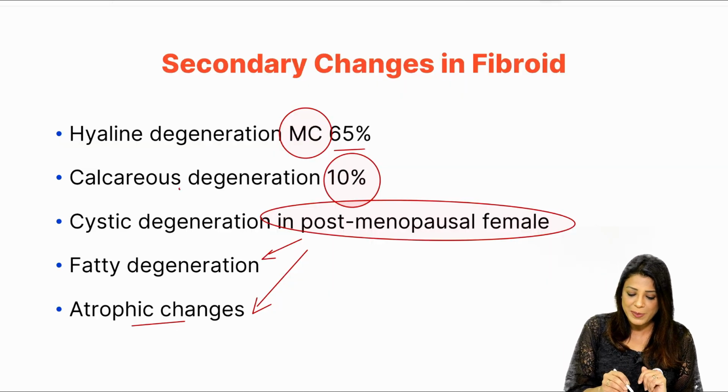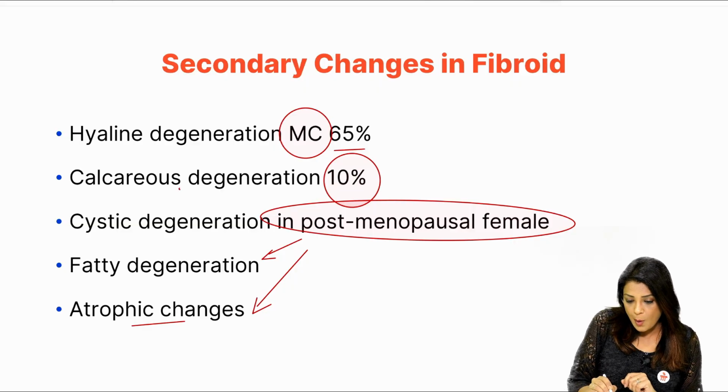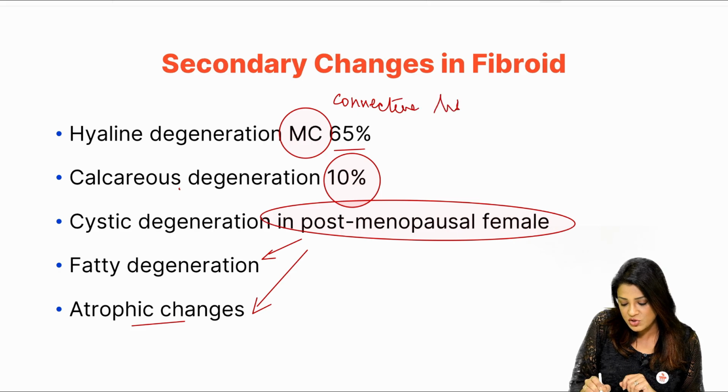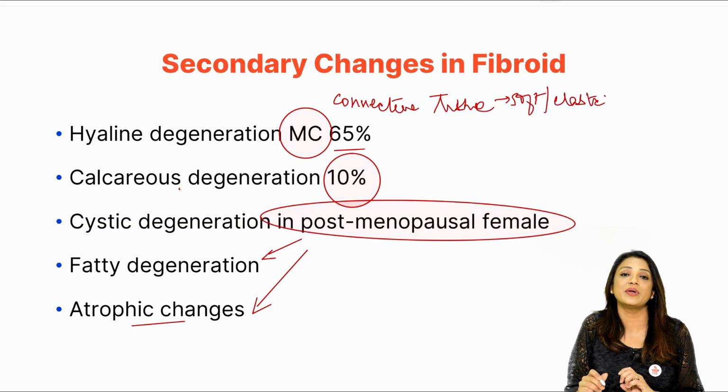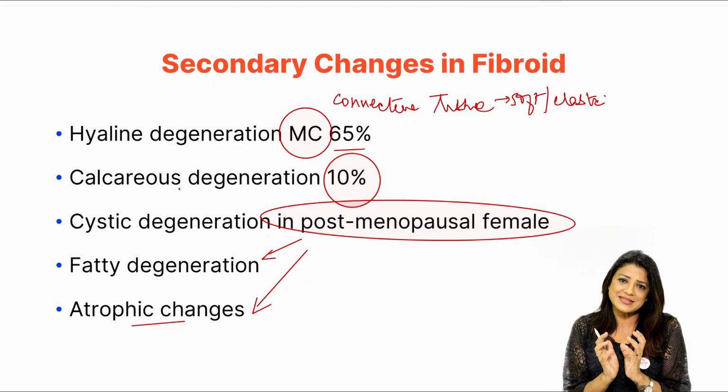Okay. Now coming to the basic characteristics of all these. Hyaline degeneration is common in tumors having more connective tissue. So hyaline, as the name indicates, it will have more connective tissue. So more connective tissue means it will be more soft as compared to a normal fibroid and more elastic. Okay. So this is the most common degeneration which can happen. It can become softer but still elastic, not very cystic.